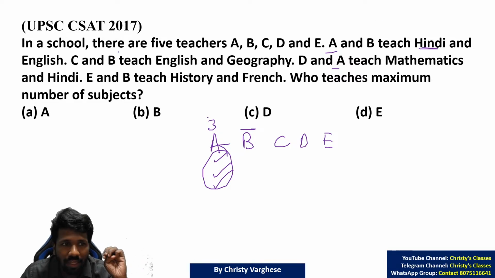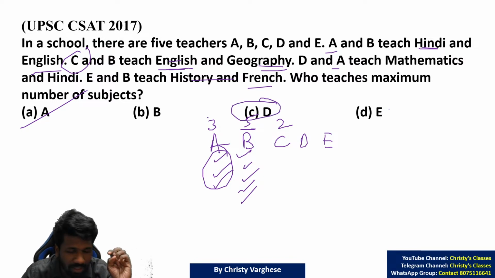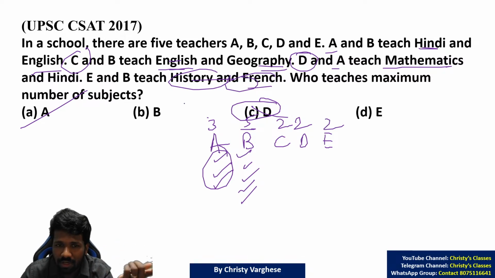And B, when you count Hindi, English, English, geography. So 3 already. And history, French. So it is already 5. So option A is already eliminated because it is less than 5. And C, you can see English and geography. C is only present there. So 2 subjects only. So C is also not. Yeah, C you don't have to check because C is not there in the options. And D. D is present here only. D teaches mathematics and Hindi. So 2 subjects only. So D is also not possible. And E. History and French. That is the only set E is part of. So 2 only. So clearly B is the answer.